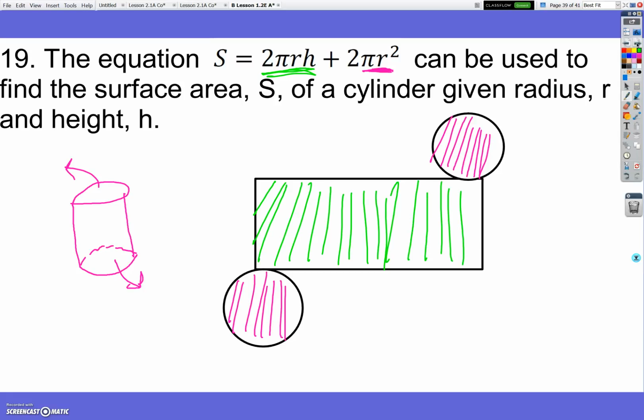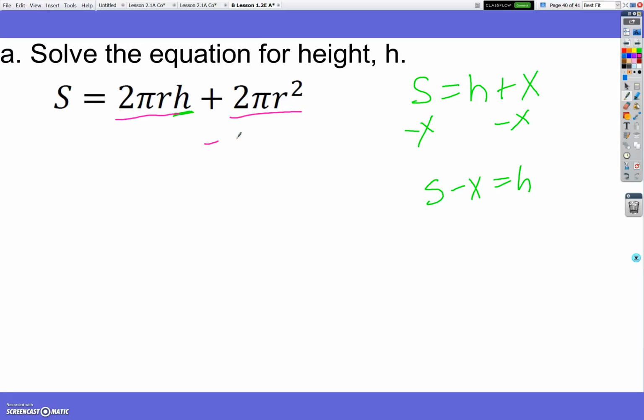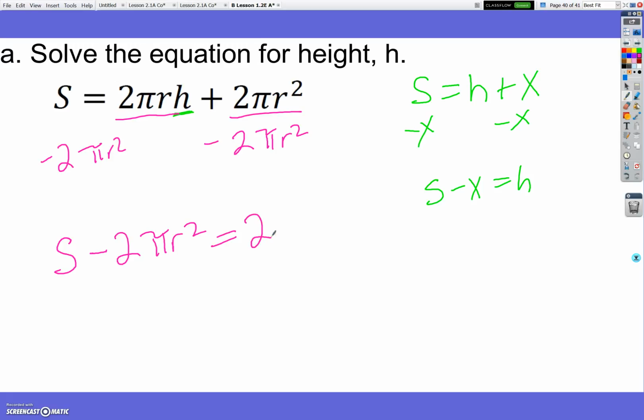So now what it's saying is, I want you to solve for this h. If I made this a lot simpler and said s is equal to h plus x, we can get h by itself by subtracting x on both sides to get s minus x equals h. Now it's the same exact problem, we just have bigger stuff. But we still need to get rid of the addition. To get rid of the addition, I subtract 2 pi r squared on both sides. So I'm going to have the surface area minus 2 pi r squared is equal to 2 times pi times r times h.